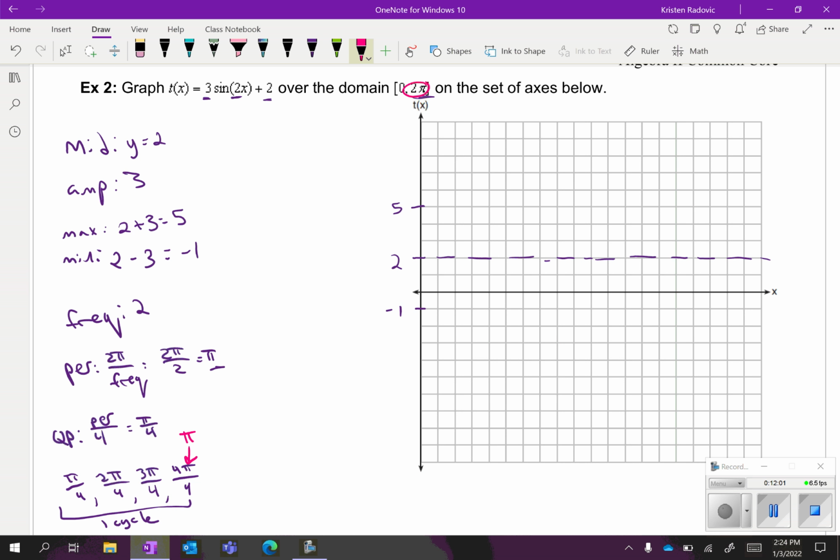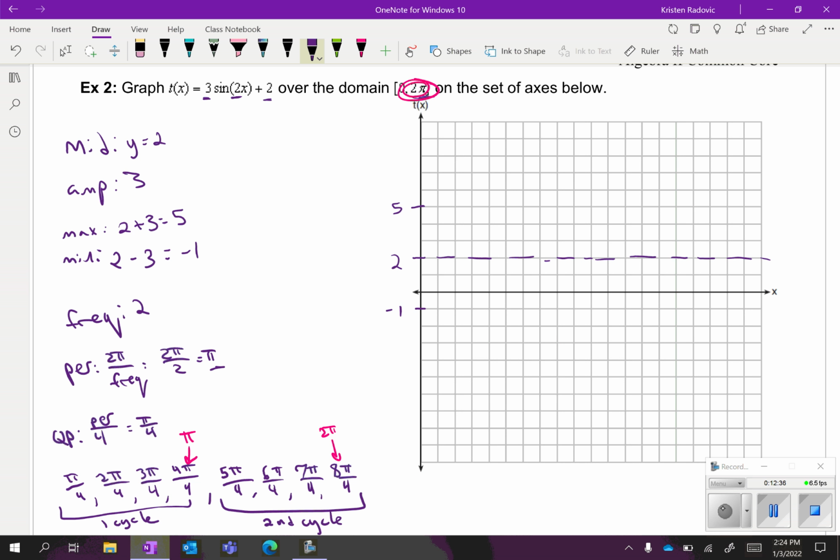So I'm going to keep on going with my quarter points. That means I'm just going to keep on counting upwards. 5 pi over 4, 6 pi over 4, 7 pi over 4, and 8 pi over 4. Now, 8 divided by 4 is 2. So I finally ended where I'm supposed to given my domain. And now that I made another 4 quarter points, that would be a whole other cycle.